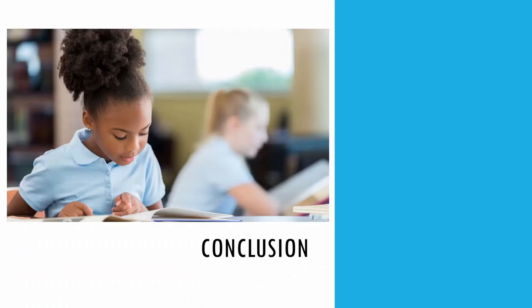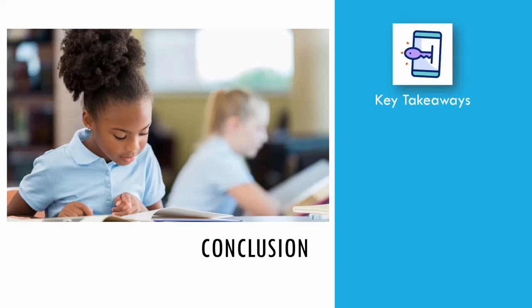Key takeaways. In conclusion, the brain science of dyslexia provides educators with valuable insights into the neurobiological basis of dyslexia. We've explored the intricate workings of the brain regions involved in reading and language processing, gaining a deeper understanding of how dyslexia impacts these processes. By delving into the structural and functional aspects of the dyslexic brain, we've learned about the complexity of this condition.